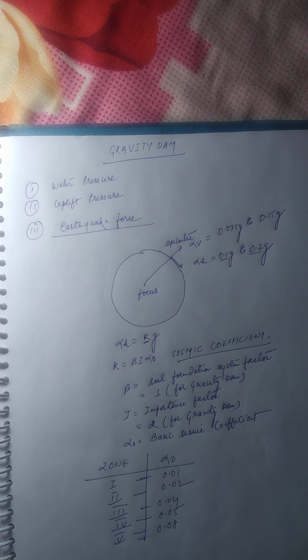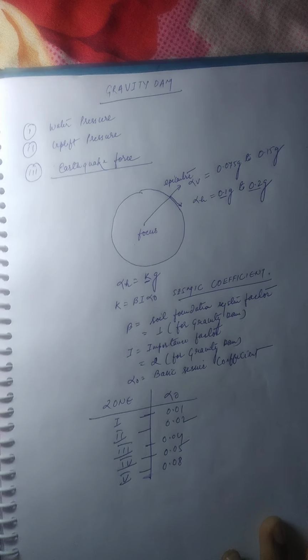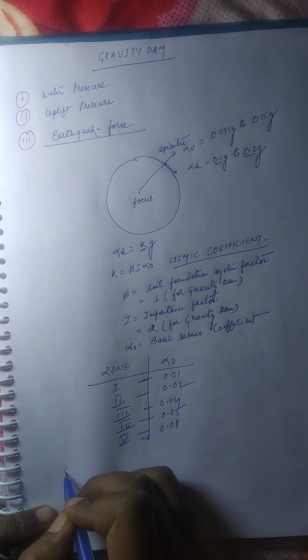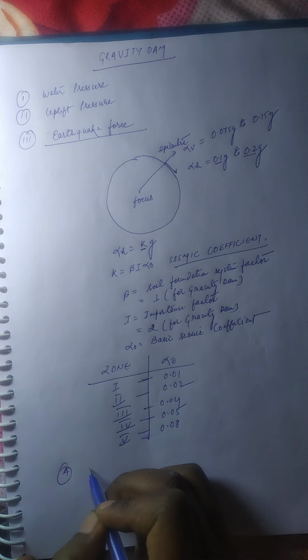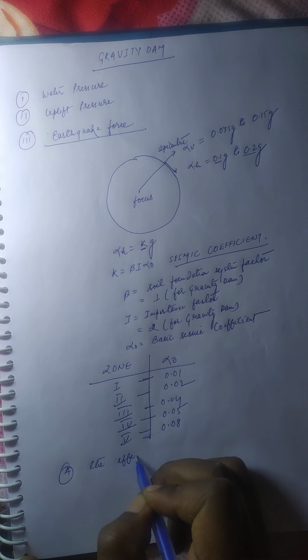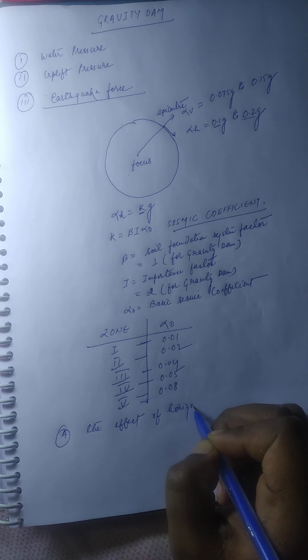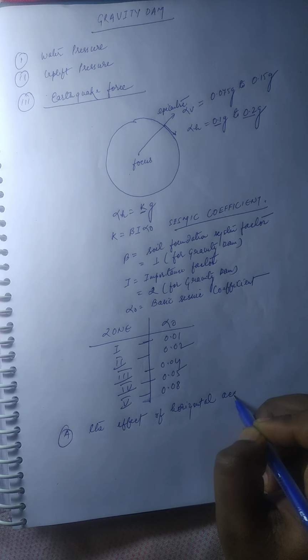Now let us understand how it affects the dam which is constructed in the different zones where the gravity dam exists. First we'll see the effect of horizontal acceleration due to earthquake force. So number A is the effect of horizontal acceleration.